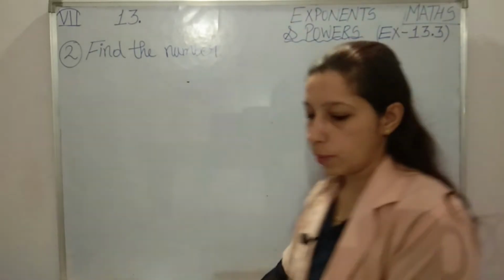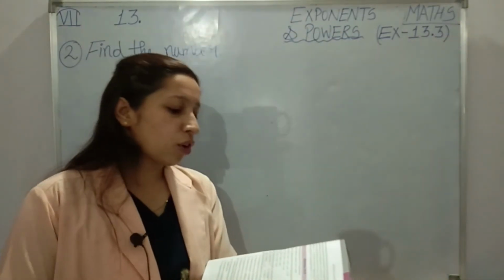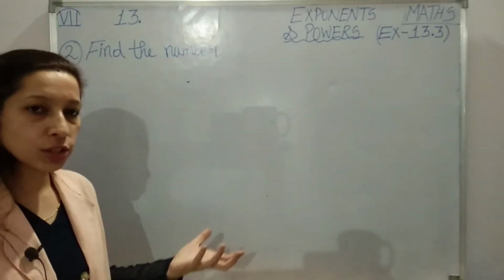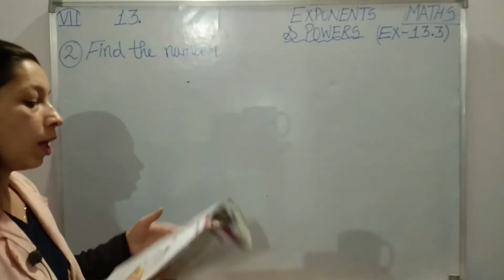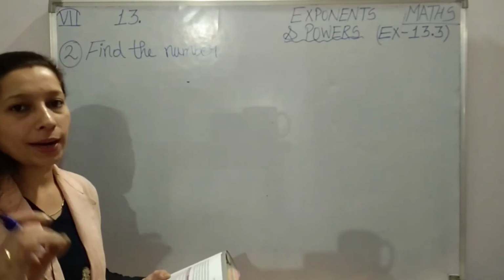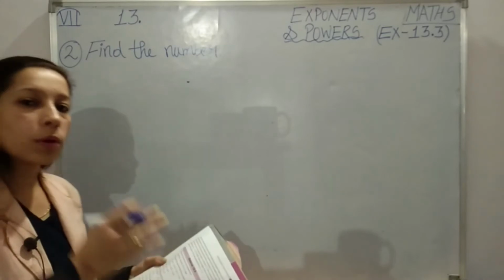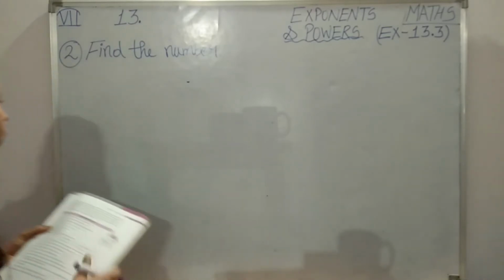So students, question number 2 is: find the number from each of the following expanded forms. Means the thing that you have done in the first question, you are going to do the opposite. Now the numbers are already given in the expanded form. You are going to make the number short. I am not writing the question on the board, students. You have to see it from the textbook. First one I am explaining.